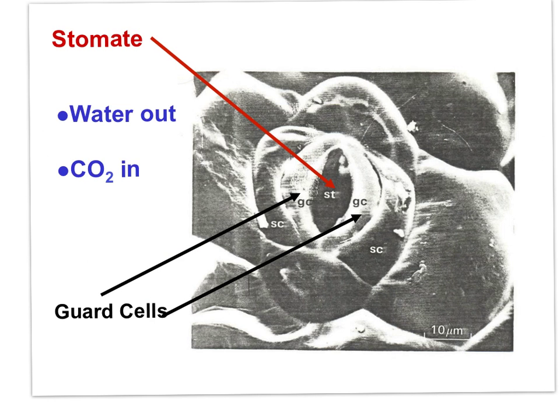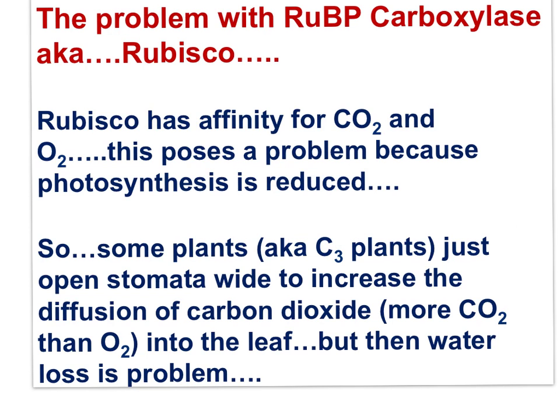Here is a micrograph displaying a stoma. Stomata, the plural, are critical in allowing carbon dioxide to enter the plant, but they also allow water to escape. This is potentially a problem in dry environments. You may be asking, where does Rubisco come in on this? Stay tuned, it's coming. So here it is.